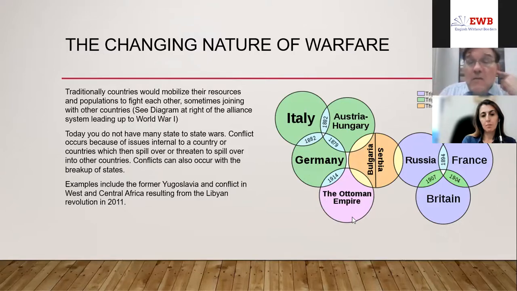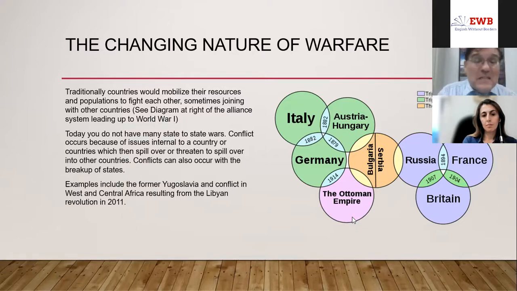And here I have a series of Venn diagrams on the alliance system leading up to World War I. So you see the different overlaps and alliances between most of the major powers of the day. Today, you do not have many state-to-state wars, by and large, with a few exceptions. Most of the conflicts are internal within a state, within a country, and the threat is that it's going to spill out into other neighboring countries.